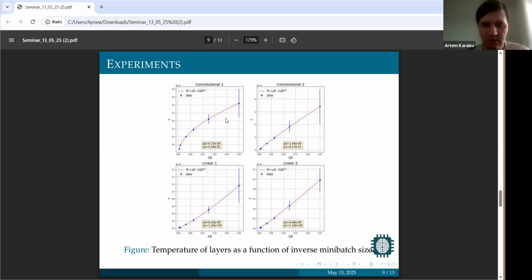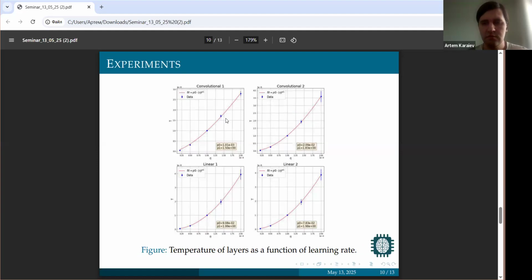So at the end of the training, they see how the temperature depends on hyperparameters. On the next slide, we see how temperature depends on learning rate. They made several tests with different learning rates and show us the temperature of the layers as a function of learning rate. We see that they also fitted a power law, and different layers have different behavior, different dependency between temperature and learning rate, as we saw on the previous page when we looked at the dependencies between temperature of layers and mini batch.